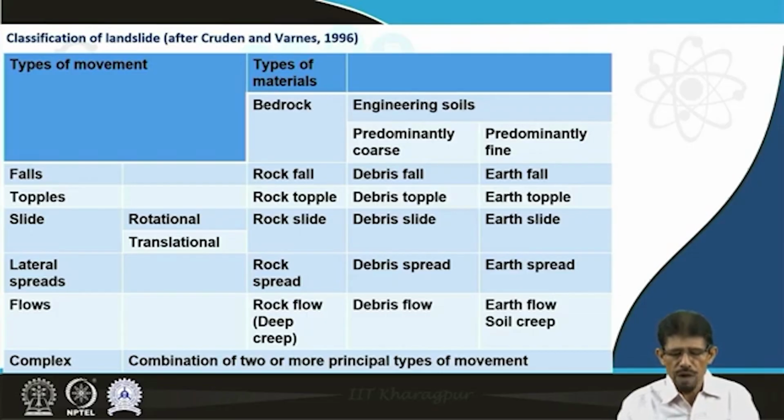If these types of movement encounter the bedrock, we recognize them as rock fall, rock topple, rock slide, rock spread, rock flow, etc. And when they encounter coarse soil, which is also recognized as debris, then the same types of movement are attached to the material: debris fall, debris topple, debris slide, debris spread, debris flow, etc. And when the ground is made up of finer material, then we recognize it as earth fall, earth topple, earth slide, earth spread, earth flow or soil creep. If the slides combine two or more types, then we recognize it as a complex type of slide.